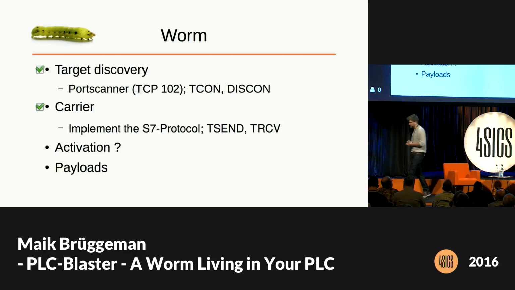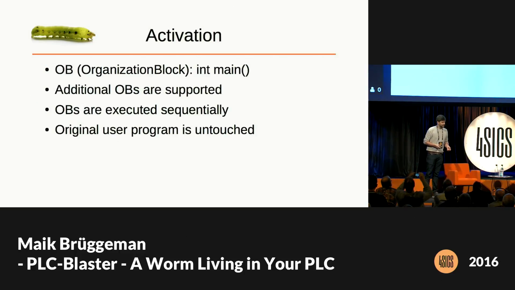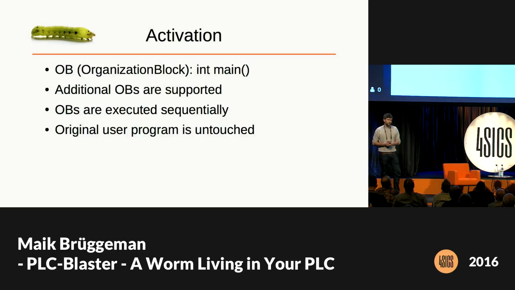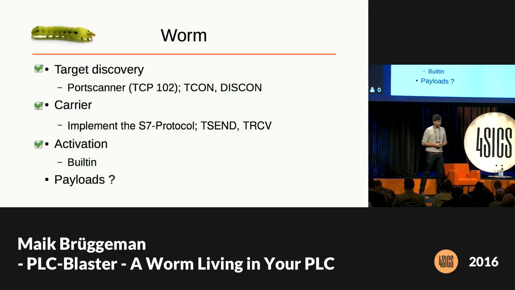Okay. That is a carrier mechanism. The next thing is that we need to activate the copy that we transferred to the target system. And this part is very easy because it is a built-in feature. As I mentioned before, the organization block is some kind of program entry. And what you need to know is that on Siemens PLCs, you can have more than one program entry point. So we simply implement the worm as an organization block, transfer it to the PLC, and the PLC will start the execution of our code. In addition, we do not touch the original user program. It's completely untouched. We only add new parts. So, easy part, built in.